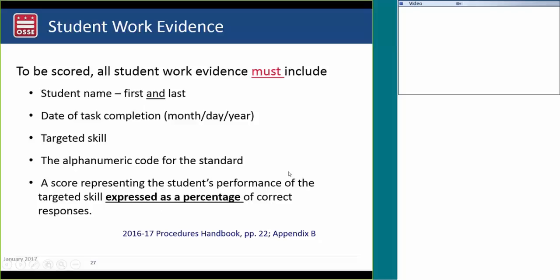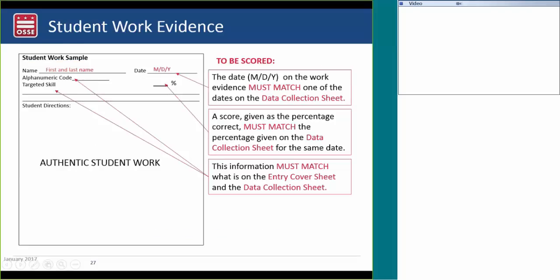Okay, and here is a reference to the procedures handbook. Here is a real generic student work sample, because these look different for every student and every strand. Generically, first and last name, the month, day, and year, the alphanumeric code, the targeted skill, and the percentage correct must be on the student work evidence for it to be scored. If any of these are missing, then we will not score this sheet.